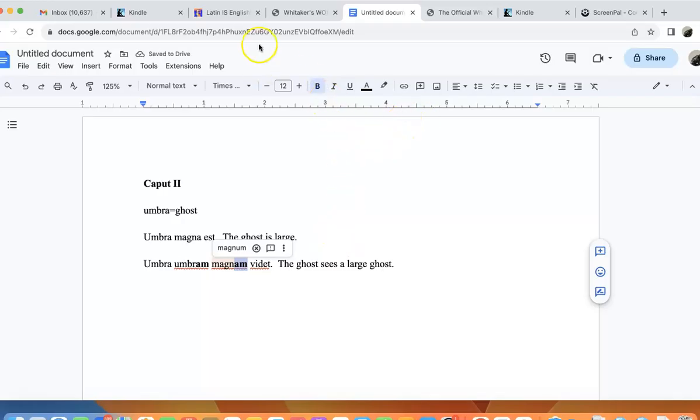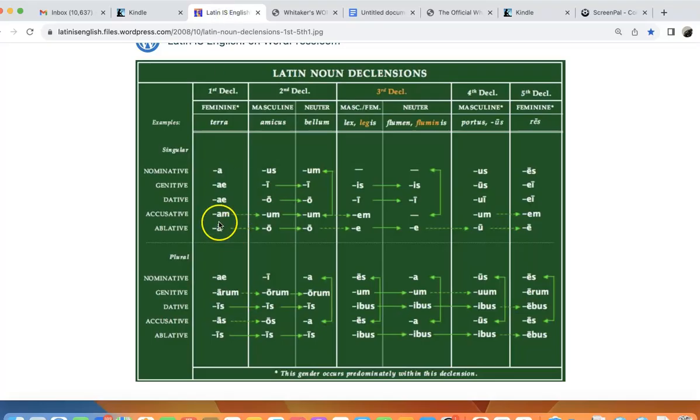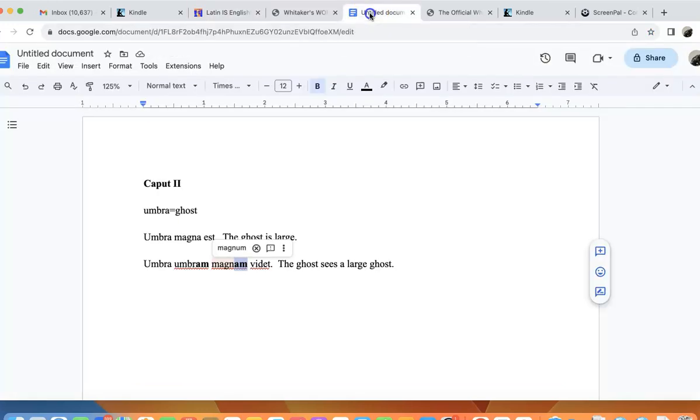So if we go back to our declension endings, you can see accusative singular is am. So we go back to the example here, the ghost sees a large ghost. Once again, Latin tends not to use a or the, as you'll learn when you do the self-tutorial exercises. And so that's the reasoning for that.